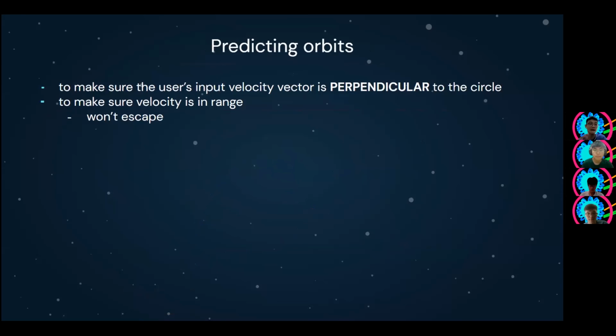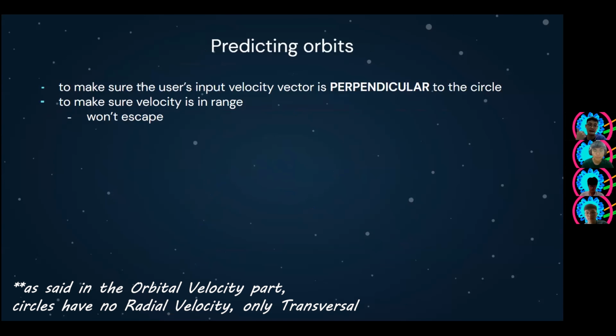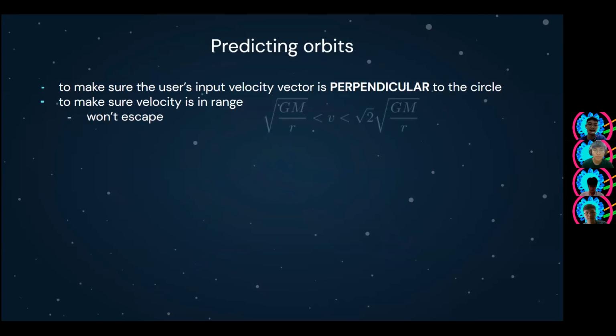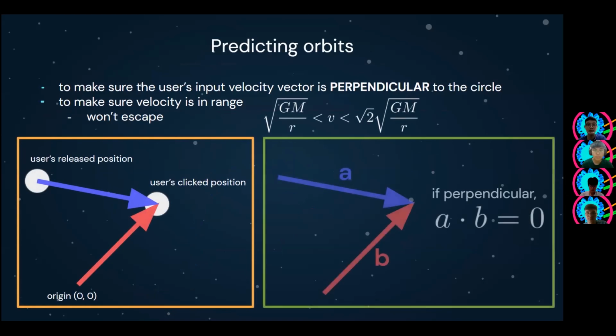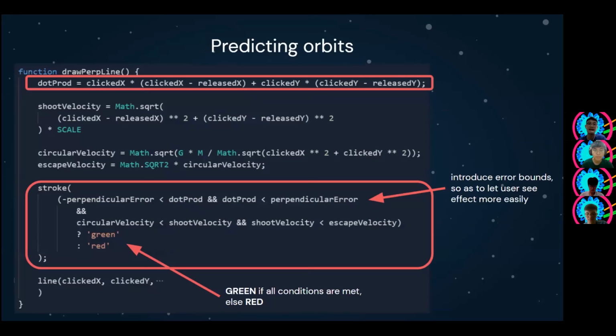After that, let's talk about how the code predicts orbits of particles. To make sure the orbits are circular, the velocity must be perpendicular to the circle and must have a suitable magnitude inside this range, so it doesn't escape and doesn't fall back into the sun. And so when a user clicks somewhere, we get its position vector, and when they release the mouse, we get that vector too. So for these two to be perpendicular, the dot product must be zero, and this fact is reflected inside the code on the first line. We check if the dot product is zero and if the velocity is inside the range over here. But because computers aren't perfect, we introduce some small error bounds so that the user can click and drag more easily.